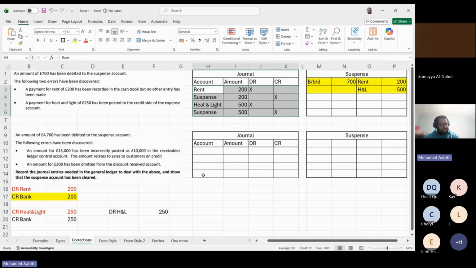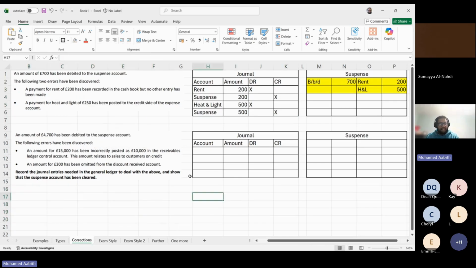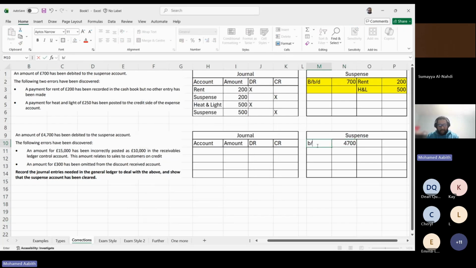We have £4,700. Let me erase all of it. I don't need all of it now. Let me clear this. We have the second part of the question here. We opened a £4,700 suspense account and it is debited. So we have a significant error there. The balance is out.